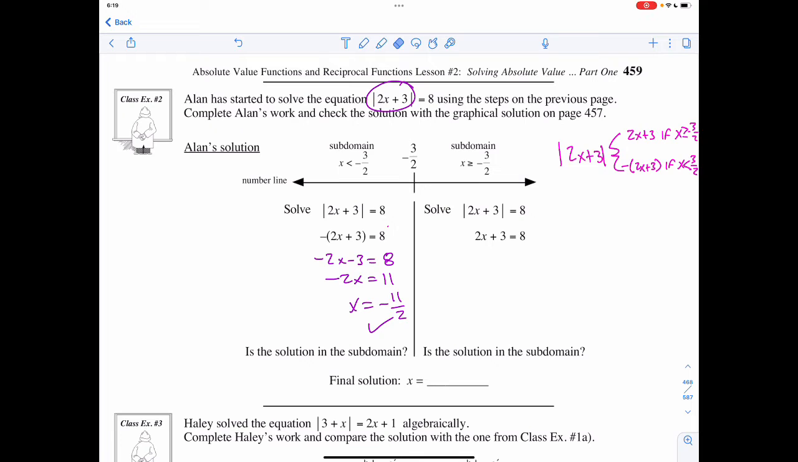When I take the positive version, where it should be greater than negative 3 over 2, then 2x plus 3 is equal to 8. 2x is equal to 5, and x is equal to 5 over 2. And 5 over 2 is, in fact, bigger than negative 3 over 2. And that one works. Is the solution in the subdomain? Yes, in both cases. So x is equal to negative 11 over 2, or 5 over 2. And we already know that from doing it graphically on the previous page.